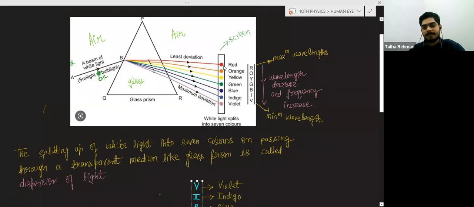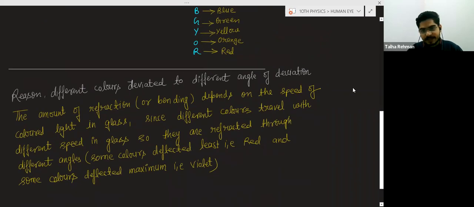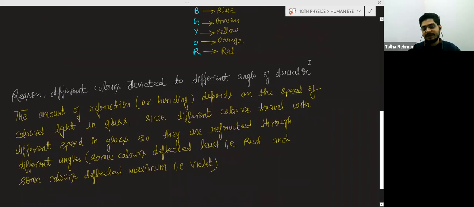Why? Because the least amount of refraction is taking place for this red color after the splitting. So this is the reason I have written why all the colors are deviated by different angles. I have already explained you. This is just a statement you can write in the exam. Reason: different colors are deviated to different angles of deviation. Why? Because they suffer different amounts of refraction due to different wavelength.